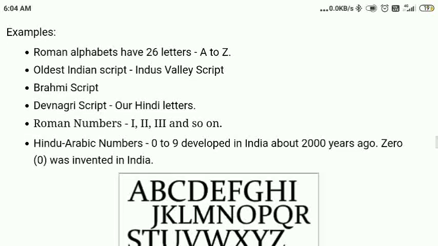Now we will talk about various examples of alphabets and numbers. As I talked about the Roman alphabets, we have 26 letters, A to Z, and these are capital letters. Along with that, we have small letters as well. The oldest Indian script which was present is called the Indus Valley script, and in this script they were using pictures. Similarly, we have other examples, the Brahmi script and the Devanagari script. Your subject Hindi is totally based on the Devanagari script.